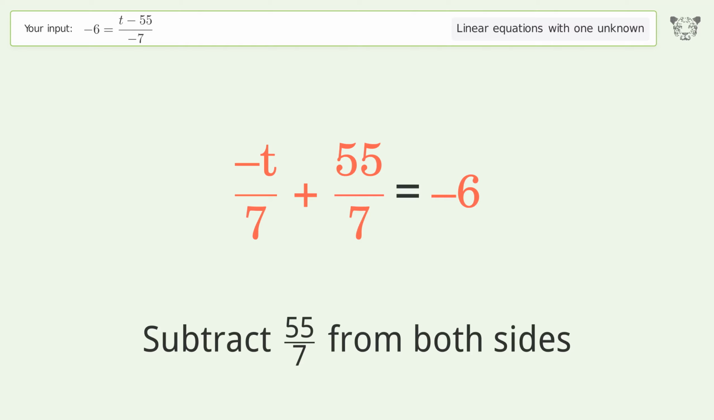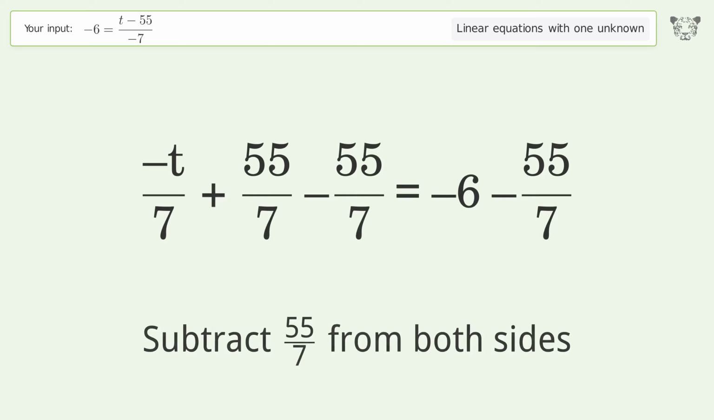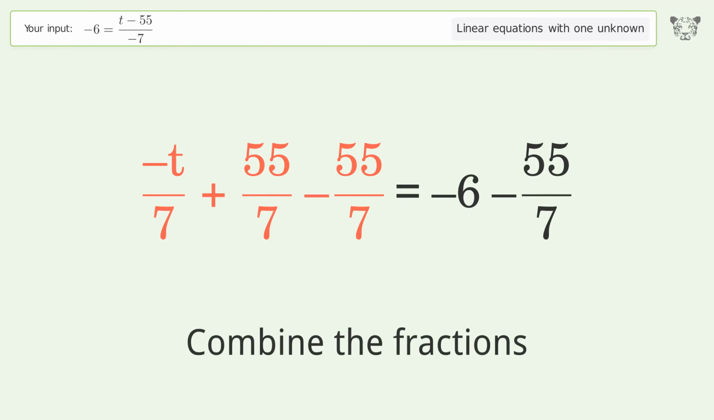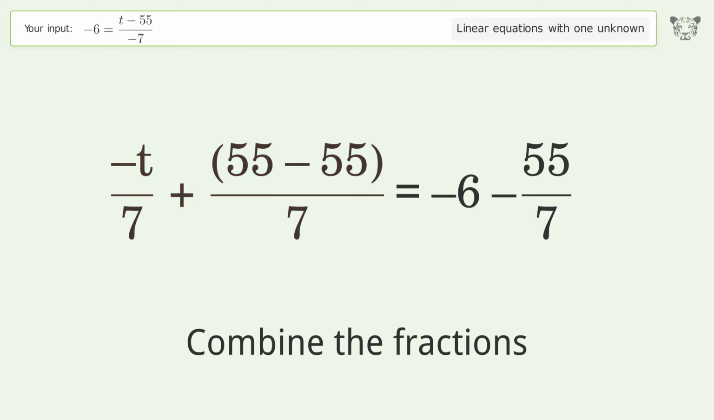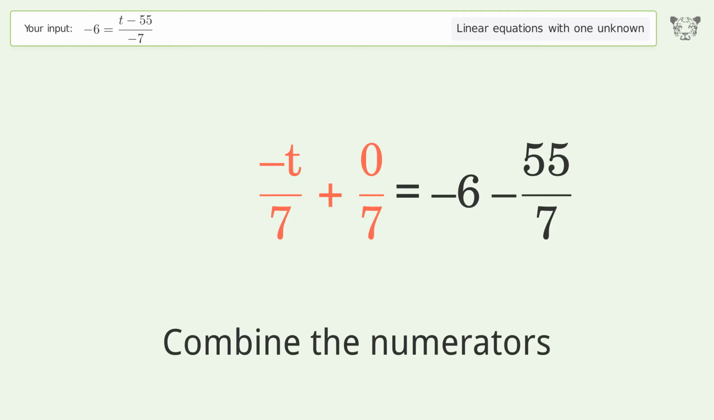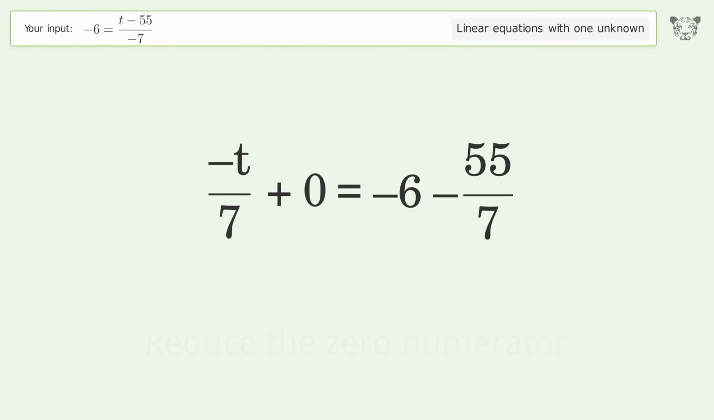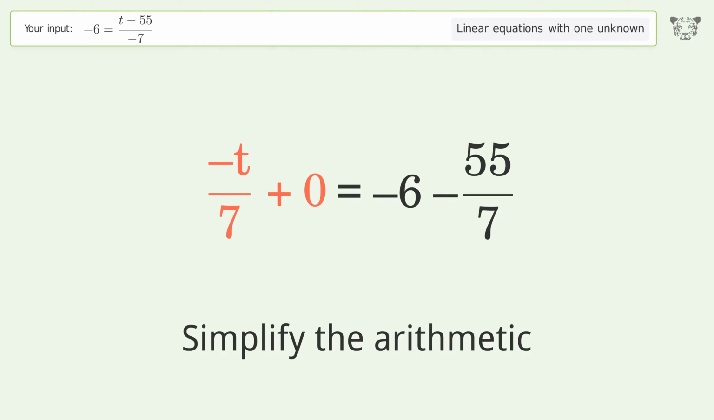Subtract 55 over 7 from both sides. Combine the fractions. Combine the numerators. Reduce the zero numerator. Simplify the arithmetic.